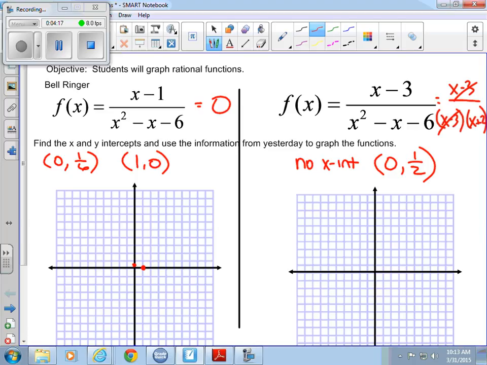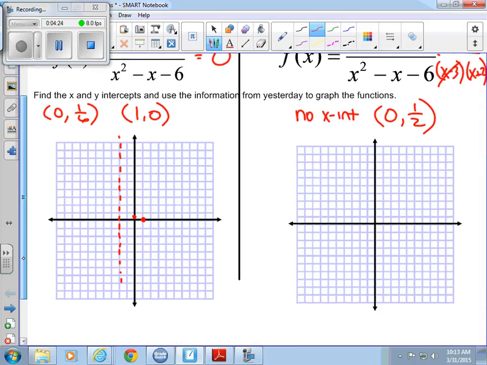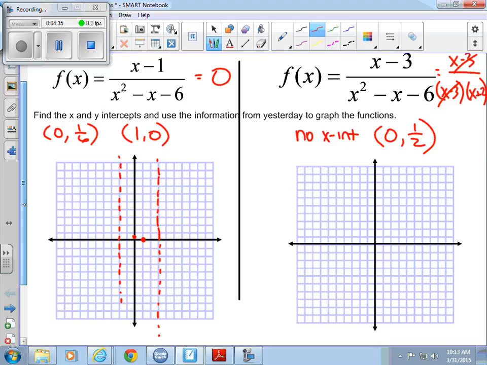Has someone figured those out yet? -2 and 3 were the vertical asymptotes. So I'm going to put a dotted line at -2. I'm going to put a dotted line at 3. We also had a horizontal asymptote. What was it? 0. Why is it 0? Because the degree of the denominator is bigger than the degree of the numerator. Those are the vertical asymptotes.